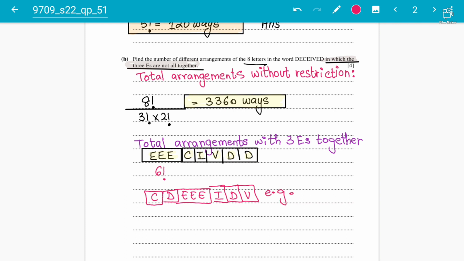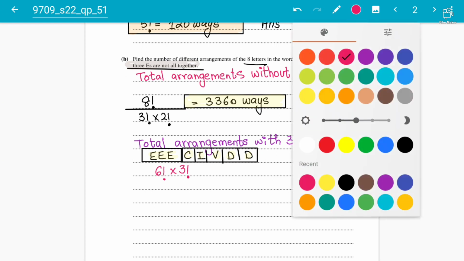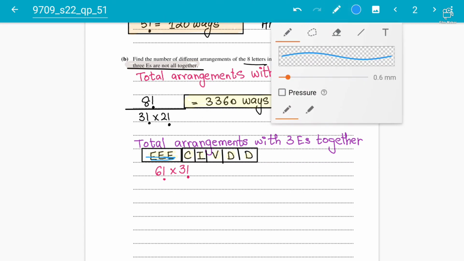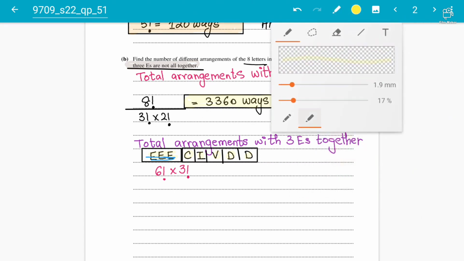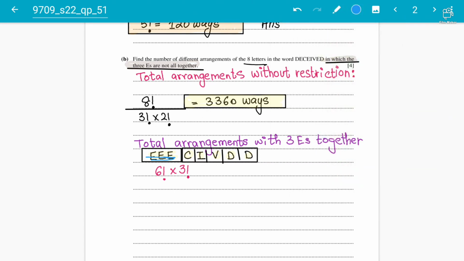This is what student number 1 made. Student number 2 can make it with D first, then C, and then it goes on with I, and a lot of ways are possible. So that is why 6 factorial for the 6 different arrangements that are possible, and then you multiply with 3 factorial. The reason is because the E's can change their place inside the bracket, inside the box.